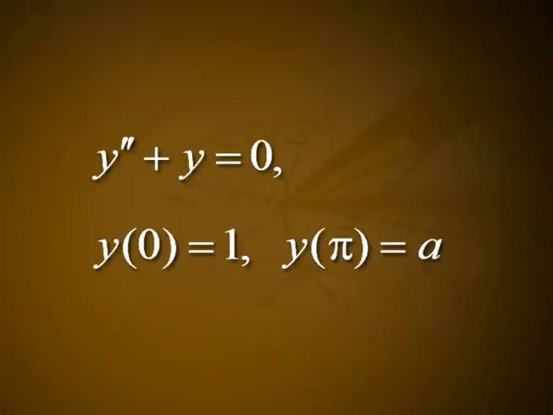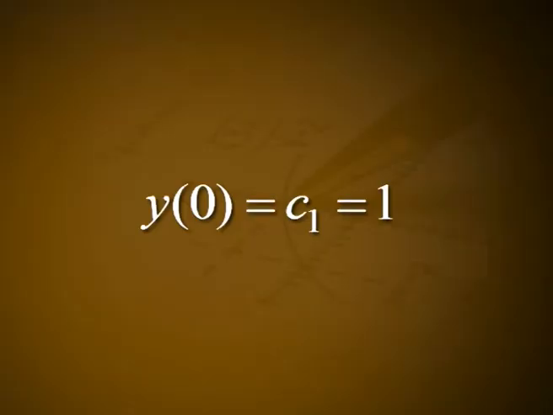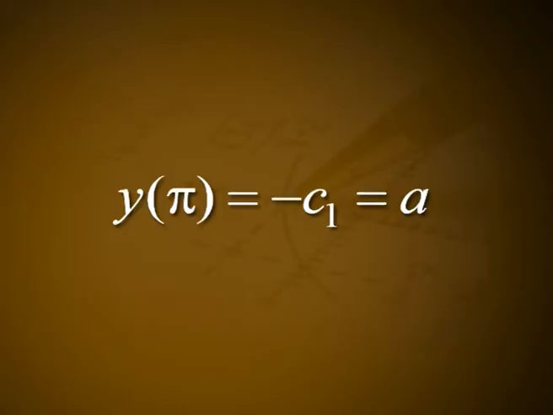Problem 4. Solve y'' + y = 0, y(0) = 1, y(pi) = a. Solution. The general solution is given by y = c1 cos x + c2 sin x. Using the first of the boundary conditions, we have y(0) = c1, that is equal to 1. The second boundary condition gives y(pi) = -c1, that is equal to a. These two conditions on c1 are incompatible if a is not equal to -1. So, the problem has no solution in that case.